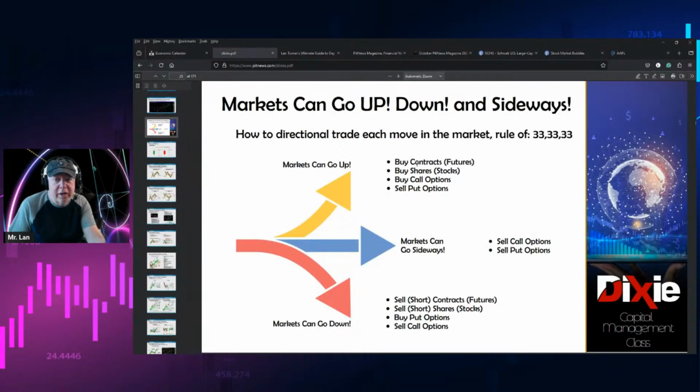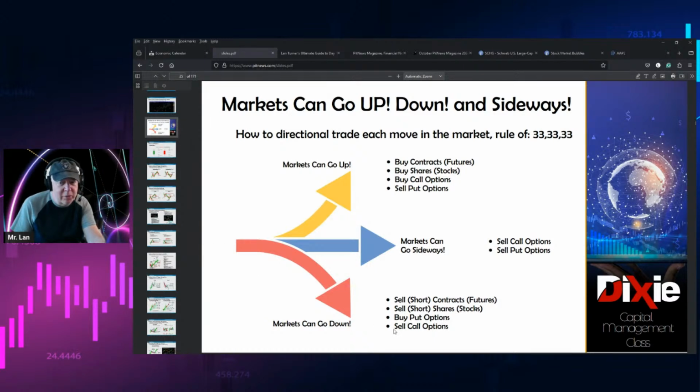So if the market's going up, buy contracts, futures, buy shares, stocks, buy call options, sell put options. That's how you make money if the market's going to go up. Market's going to go down, you're going to sell or short contracts and futures, sell shorts, shares in stocks, or buy put options or sell call options. That's how you make money when the market goes down.